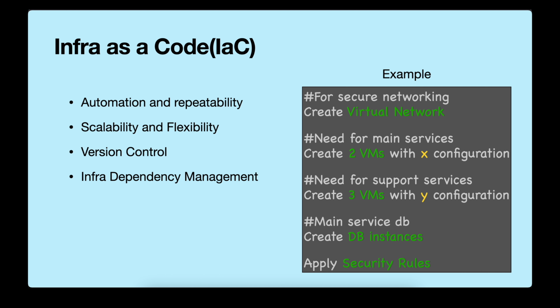IaC tools manage dependencies between infrastructure resources. The declarative nature of IaC allows users to define relationships and dependencies explicitly. These tools automatically handle resource provisioning and ensure the correct order of operations to maintain a consistent and functional infrastructure state. IaC promotes transparency and enhances monitoring and auditing capabilities.